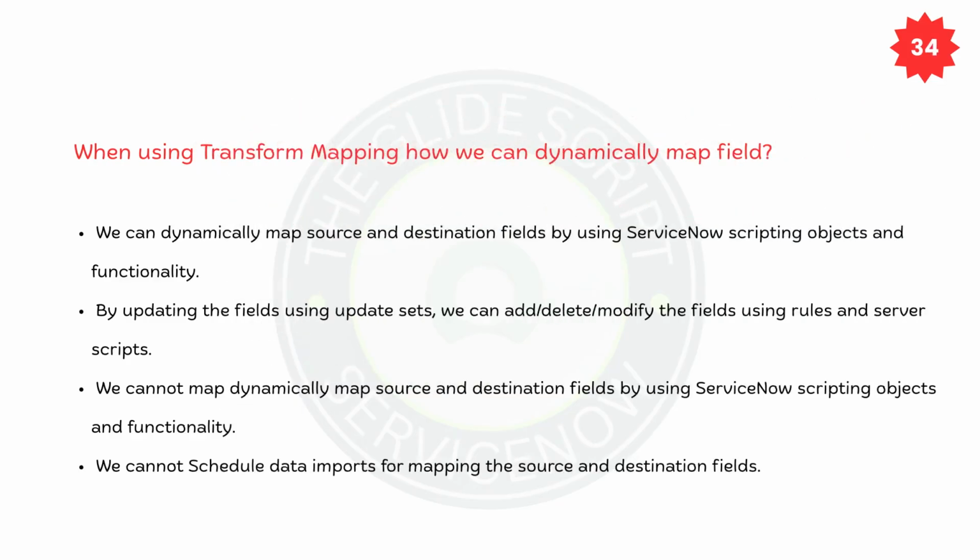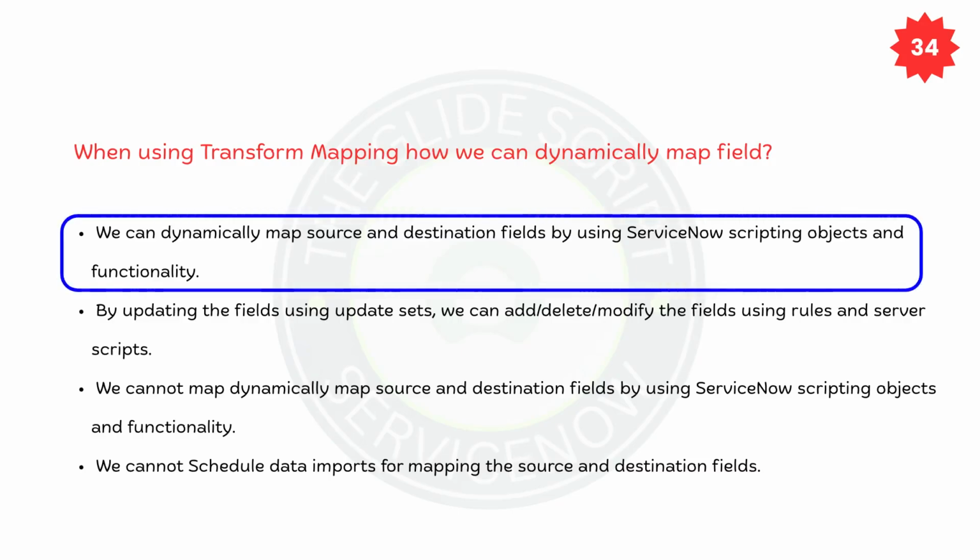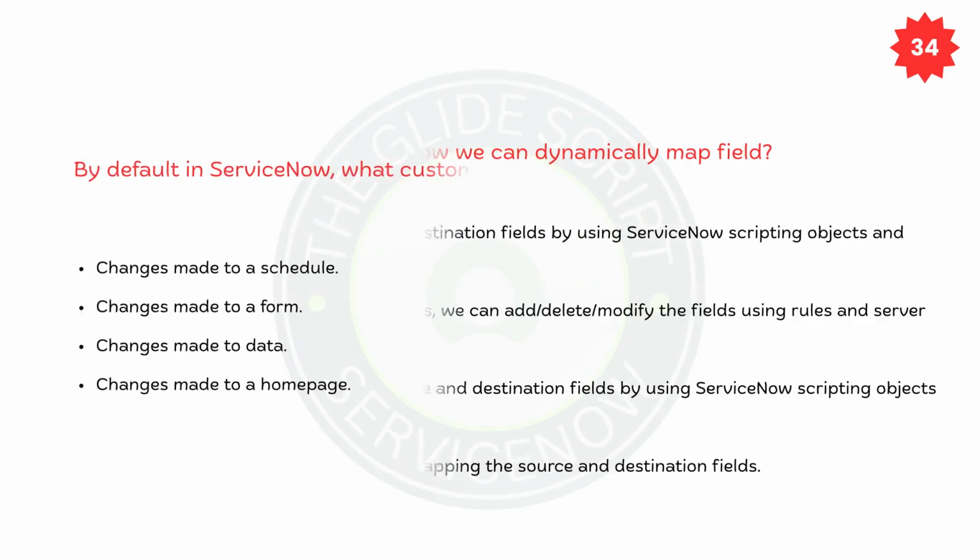Next question. When using transform mapping, how can we dynamically map fields? You can see how many questions are from the transform map. Your concept should be very clear about the transform map. The first option is the correct one. We can dynamically map source and destination fields by using ServiceNow scripting objects and functionality.